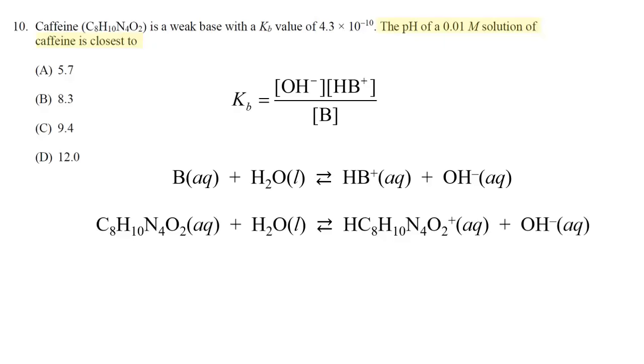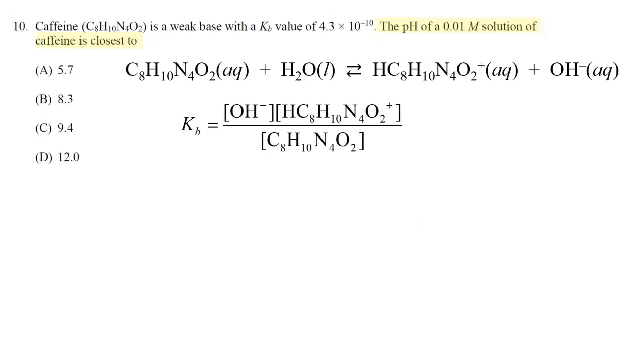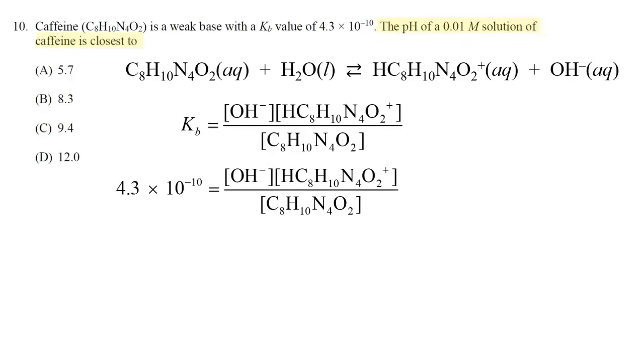So we have caffeine reacting with water to produce its conjugate acid, as well as the hydroxide ion. Now I'm going to write the Kb expression for this particular equation. So I can see that there's the chemical equation for the reaction of the weak base, caffeine, with water, and now here is the Kb expression for that particular reaction. And that is equal to, as we are given in this problem, 4.3 times 10 to the negative 10, which represents the value of Kb.